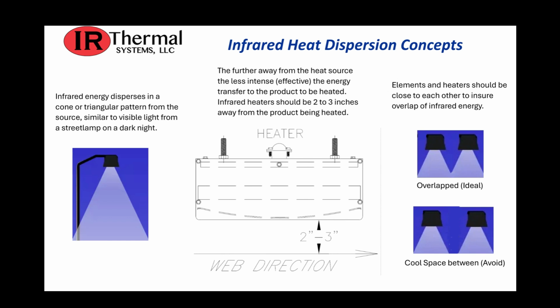So we typically recommend that infrared heaters should be about 2 to 3 inches away from the product being heated. And you can see that in that diagram in the center. On the right, we show that elements in heaters should be close to each other in order to overlap the infrared energy. So that first picture there on the right, you can see how it's overlapped. That's kind of the ideal.